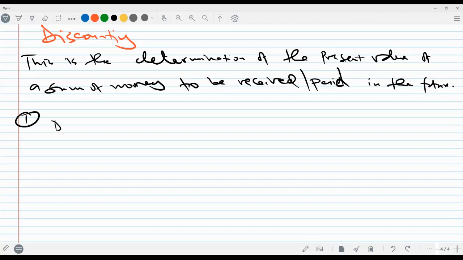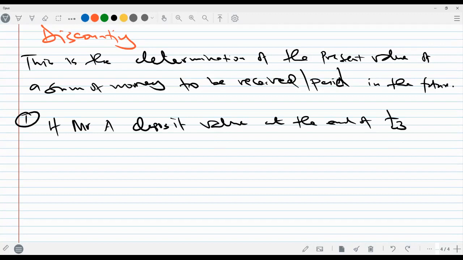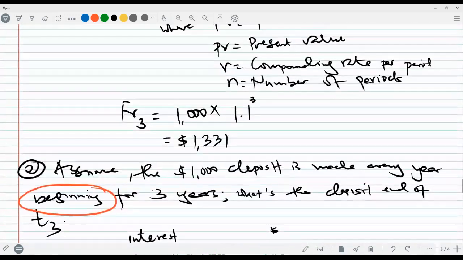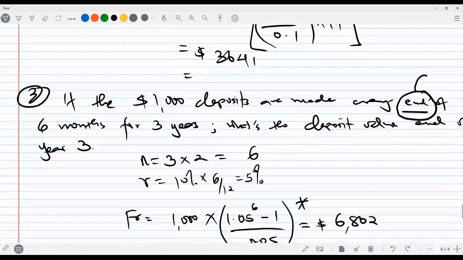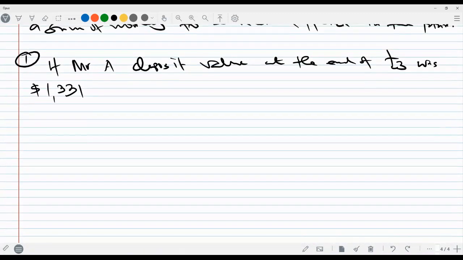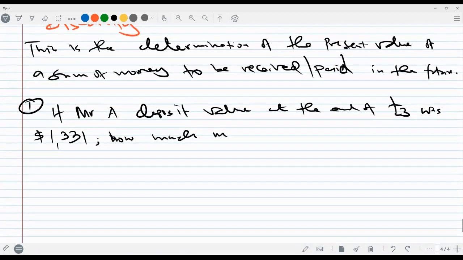The same example you've been doing now. If measure A deposit value at T3, at the end of T3, T3 means year 3, was 1331. If I remember, it was 1331. Let me just check. Yes, 1331. If measure A deposit value at the end of T3 was 1331, how much is the current investment value? What is the current investment value?